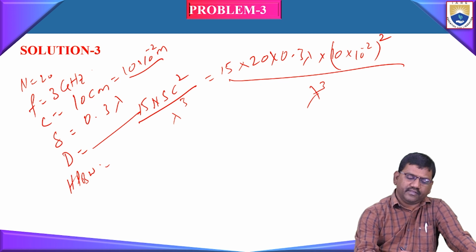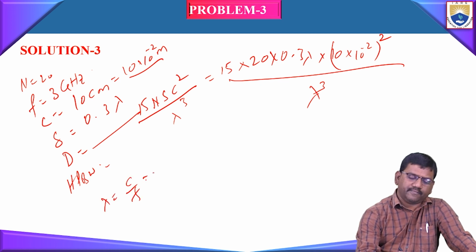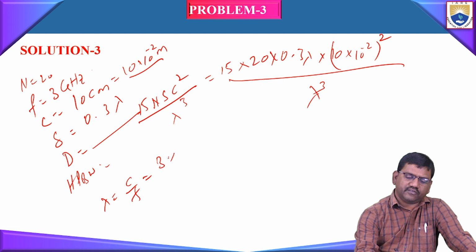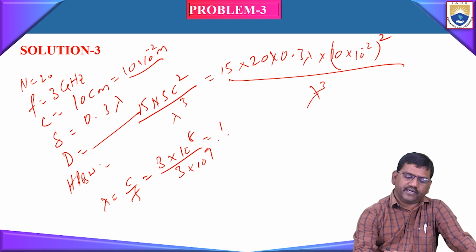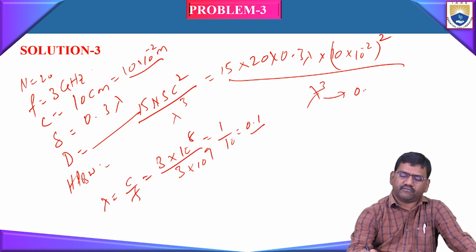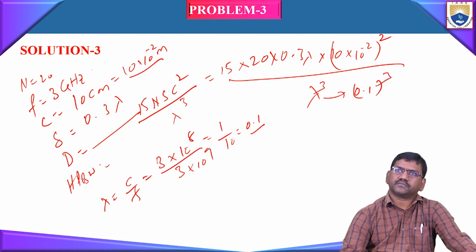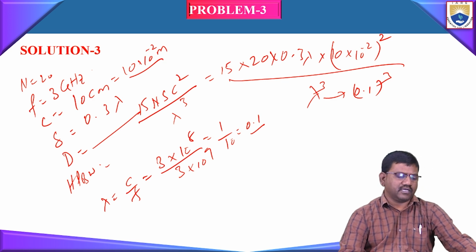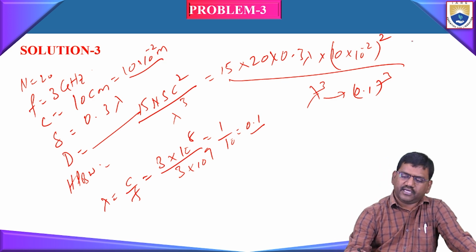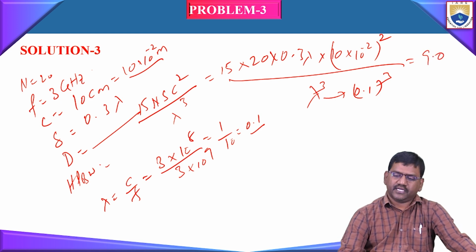We need to find out the lambda value also. Lambda is equal to C by F, we know that. What is C? C is the velocity of light, 3 into 10 power 8. The frequency given is 3 GHz, 3 into 10 power 9. So you will get 1 by 10, so lambda is equal to 0.1. Substitute this lambda value as 0.1 whole cube. If you simplify all these values, you will get 90. So GD is equal to 90.